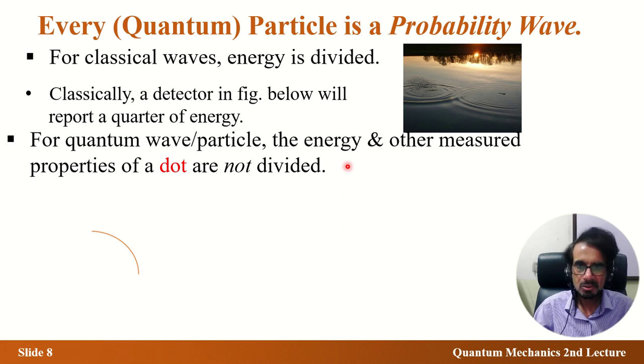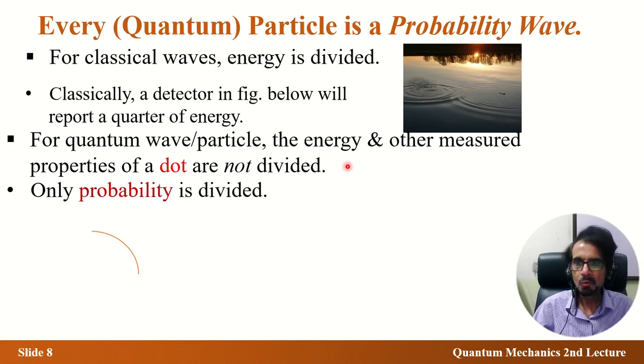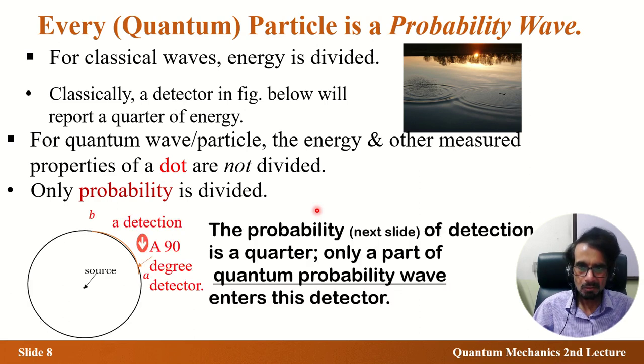Can you guess? You have a few moments to think. I don't have more time. What is divided in quantum mechanics? What is divided is what the wave carries: probability. Probability is divided. So for example, if you have a detector here that is a quarter, then it is a quarter of the wave, but it's a quarter of the probability wave. So this is a quarter of probability that is deposited. The probability is 1/4, not the dot properties.